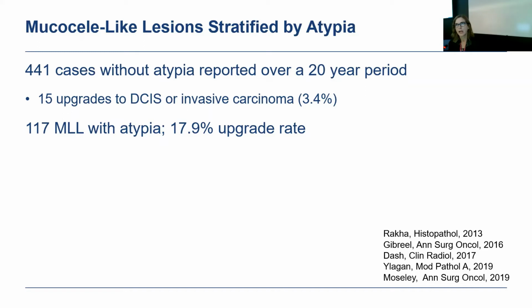But I think I would get levels to see if I can find any epithelial elements if I only have stromal mucin. Looking at the literature now, if you pool it all together, I think it was Kim Allison looked at 441 cases without atypia reported over a 20-year period, and only 15 upgrades to DCIS or invasive carcinoma. So an upgrade rate of 3.4%, which is below the threshold for our radiologists. So if you just have mucocele-like lesion without atypia, then those patients don't require excision.